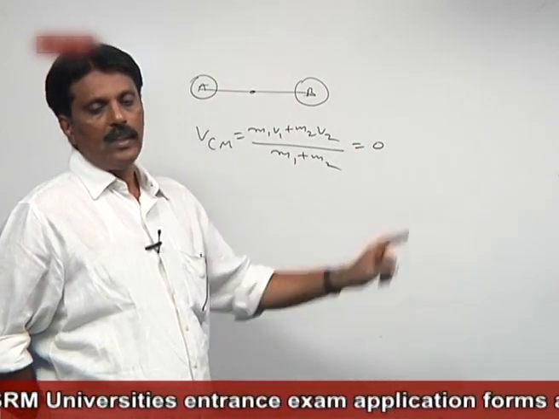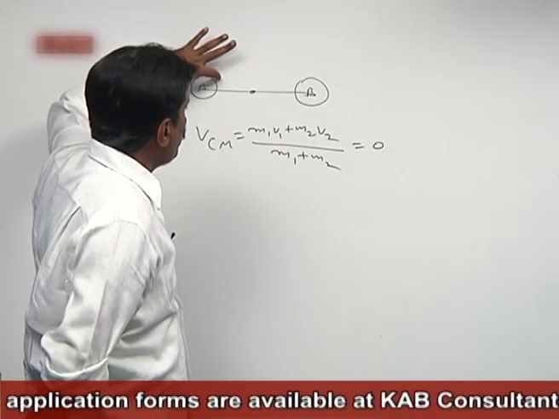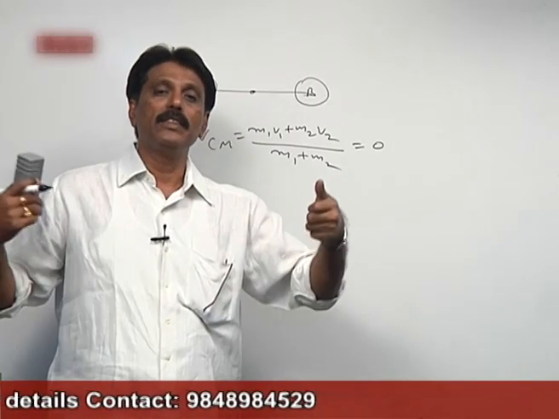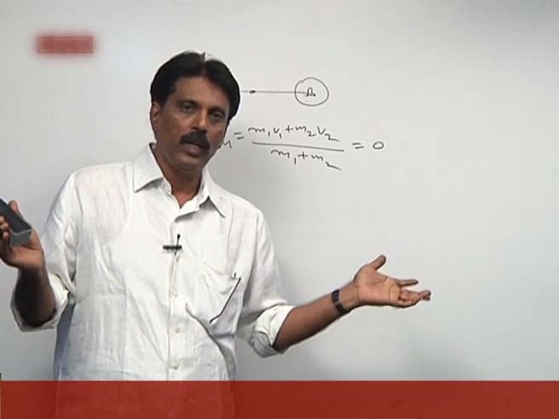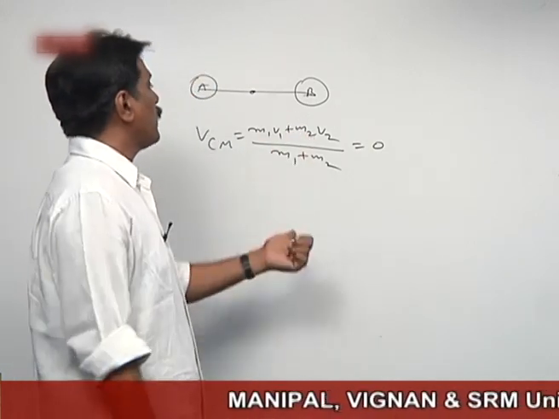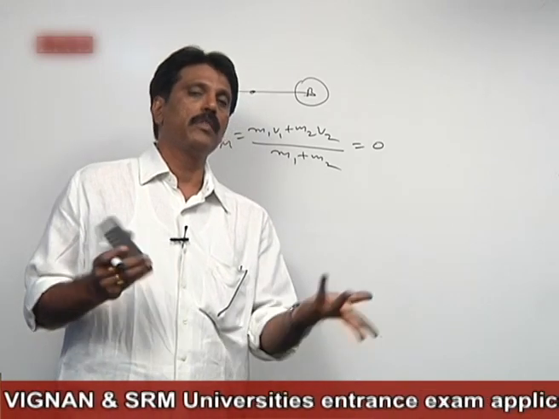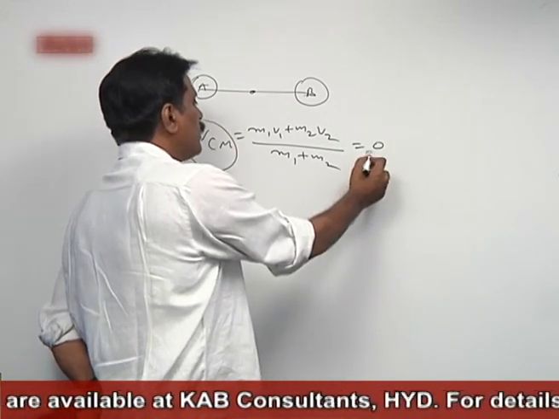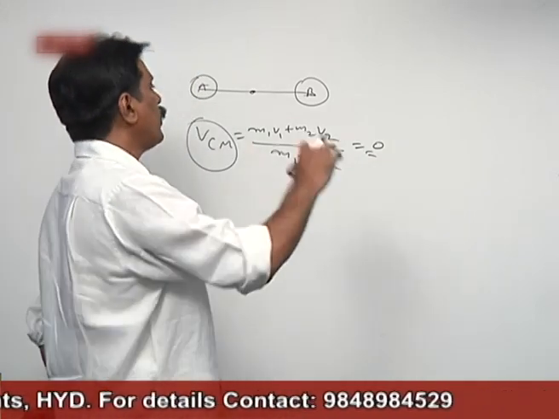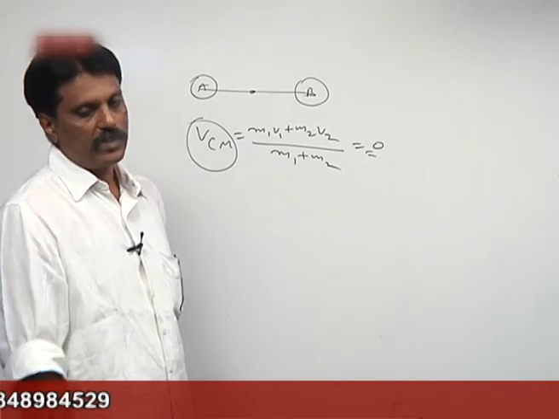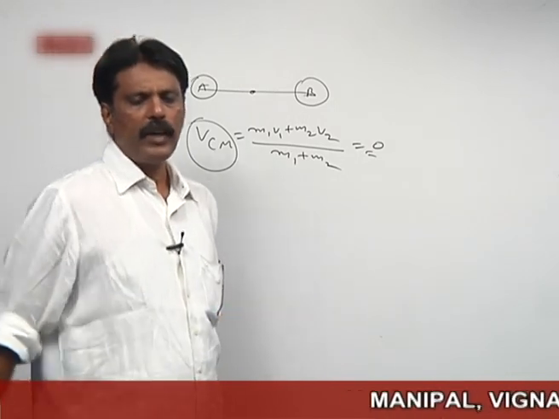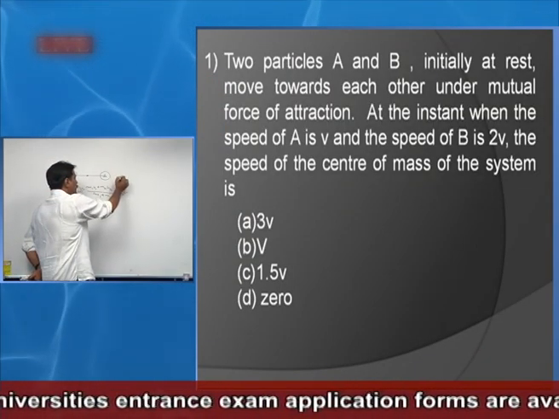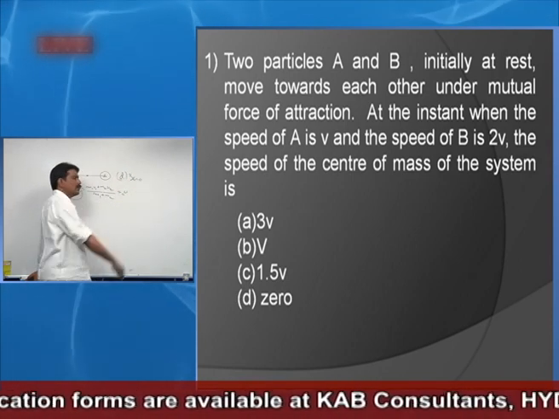Now, what they are saying is they are moving only under the mutual force of attraction. That means this is an internal force, it is not an external force. Because of this internal force, there should not be any change in the state of rest or state of motion of the center of mass. Already we discussed this a number of times. Therefore, VCM equal to 0 should continue because they are moving only under the mutual force of attraction. So, whatever may be the velocities of A and B after some time, the velocity of center of mass continues to be 0. Therefore, the answer is D, 0. That is the answer.